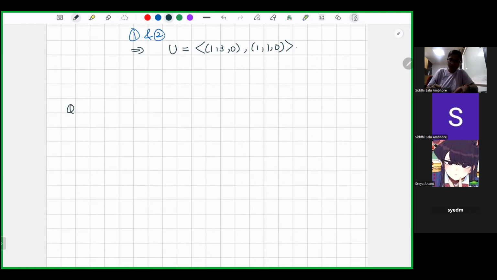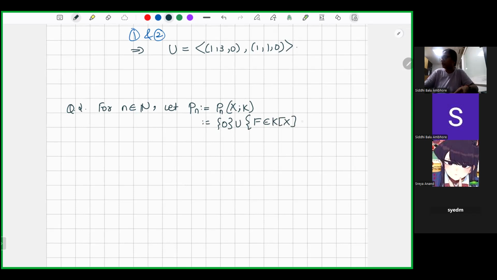Let us start with the second question. For n a natural number, we define this set Pn, which is actually Pn(x, K). This is zero union all those polynomials f(x) in K such that the degree of f(x) is less than or equal to n. Let me just write it here.